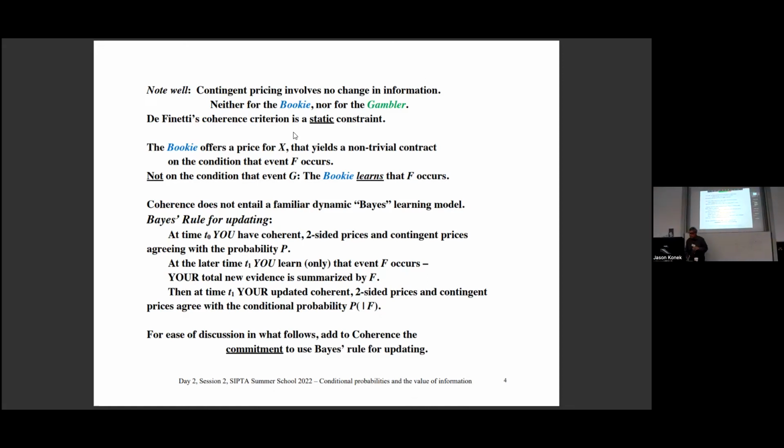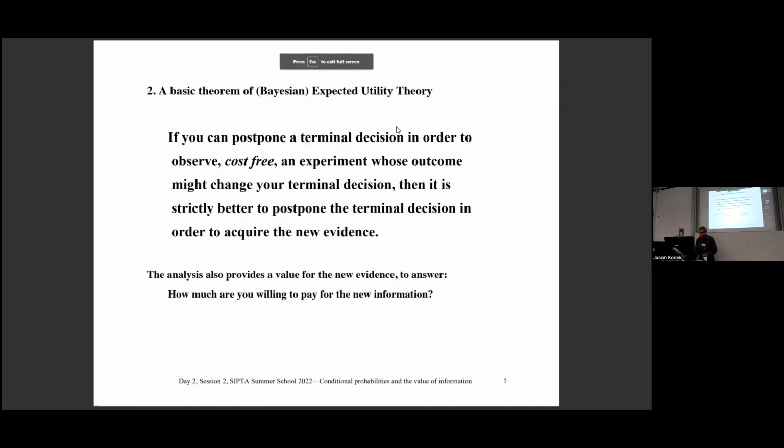Okay. Let's now use Bayes' rule for updating with all that work. So how much time do we have, Kevin? 35 minutes. I'm going to have to cut out something, but that's all right. I'll tell you what I'll cut out in a minute.